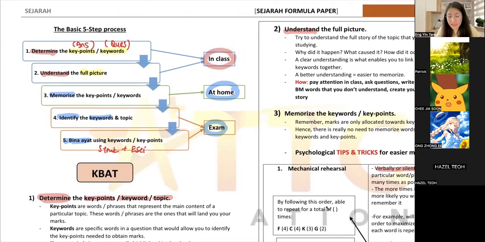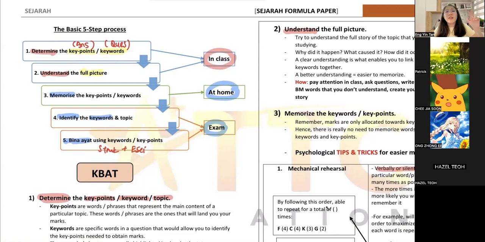Try your best to determine the key points and the keywords. Key points are the answers that you need to write in the exam, meaning the important things that you need to memorize. Keywords are all the questions. Later I will show you the example. And then you need to try your best to understand the whole concept, the full picture. So later make sure you understand what chapter 1, 2, 3 are before we end the seminar.